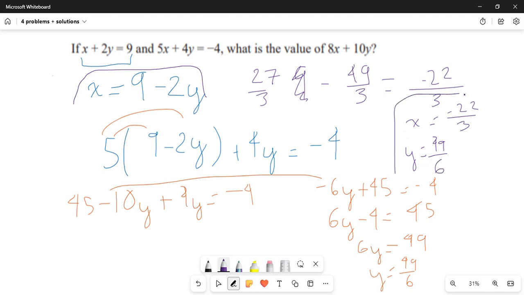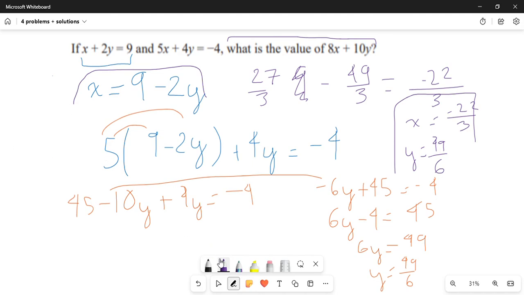So a recap of what we did is that we did x equals 9 minus 2y, substituted that into this equation, 5x plus 4y equals negative 4, distributed, so 45 minus 10y plus 4y equals negative 4. 45 minus 6y equals negative 4, so 6y minus 4 is 45, then you add 4 on both sides, divide by 6, plug it in here, and this is what you get. Okay, we're not done though. Always reread the question after you're done to make sure what you want.